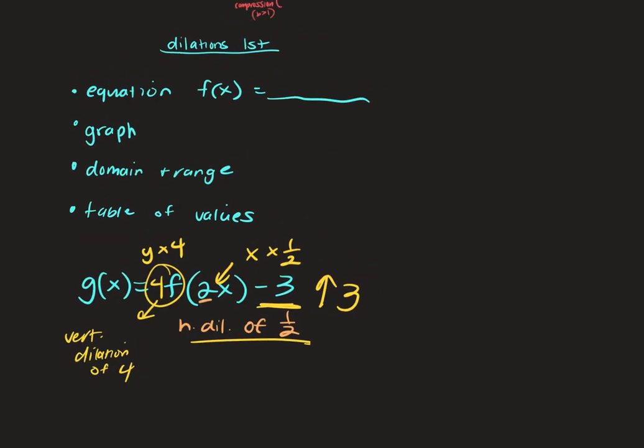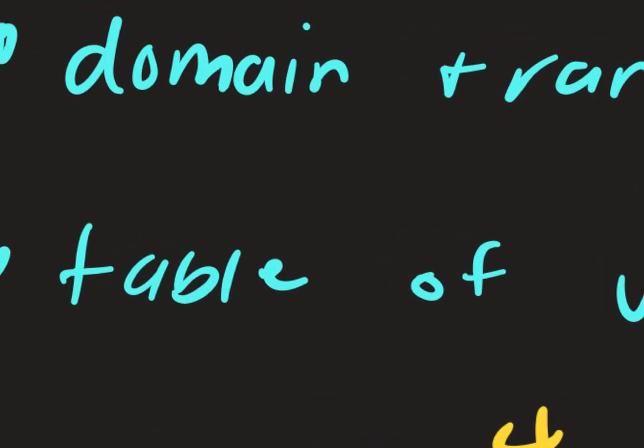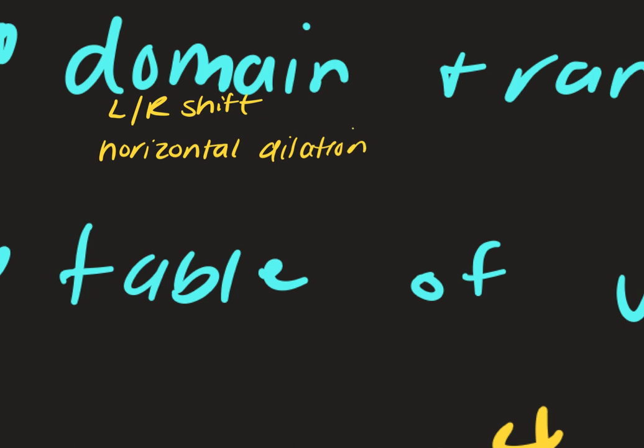Like, record the domain and range in interval notation. It will give it to you. Usually the domain is in parentheses and the range is in brackets, but whatever, it gives it to you and just keep it that way. And remember your domain: the things that are going to affect domain are a left or right shift, a horizontal dilation, and a reflection over the y. So those things are going to change your domain.